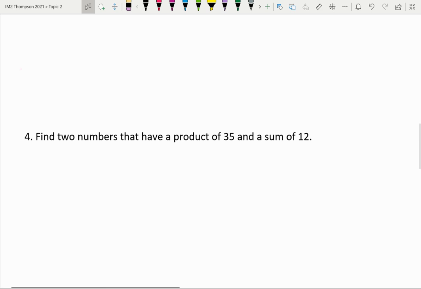I'm going to give you a moment to give it a try. For some of you, you might be able to just write down the two numbers. For others, you might need to go through the process and using process of elimination to find what two integers give you the given product and sum.